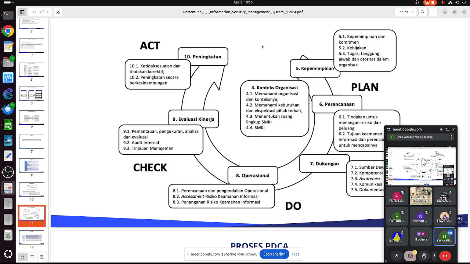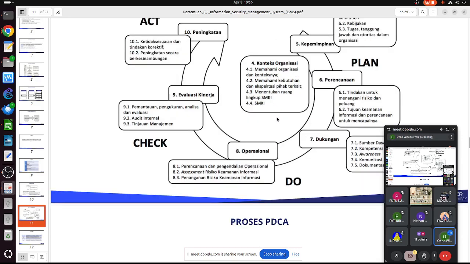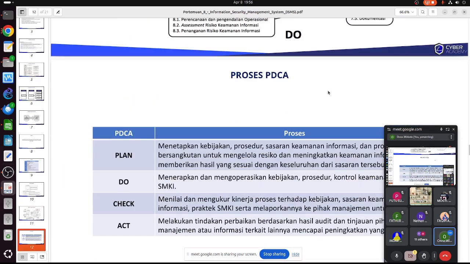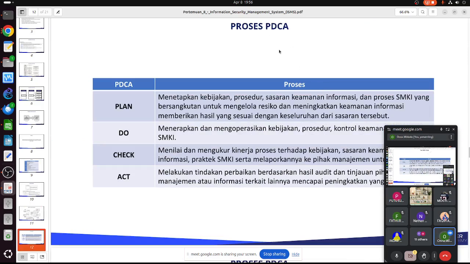So this is actually a cycle that is always running. Okay, plan, do, check, act. So PDCA is the actual process we normally do. In planning, we set the policy, procedure, objective, and so on.